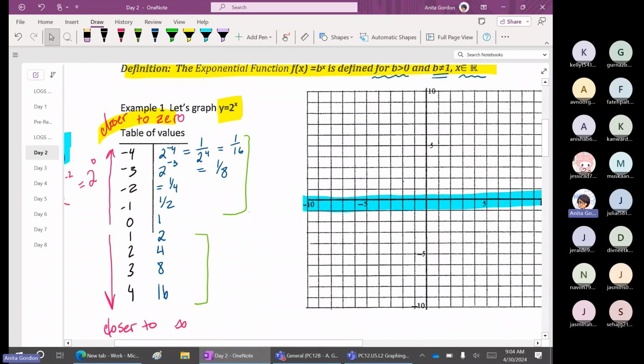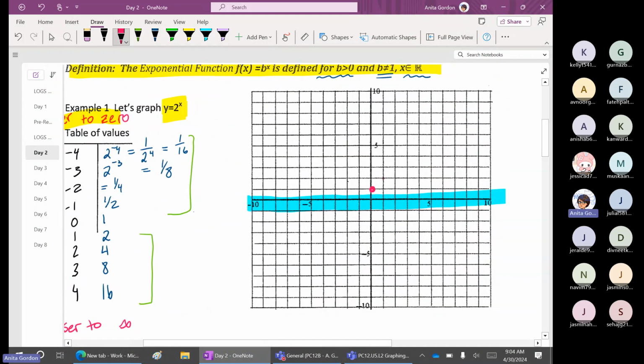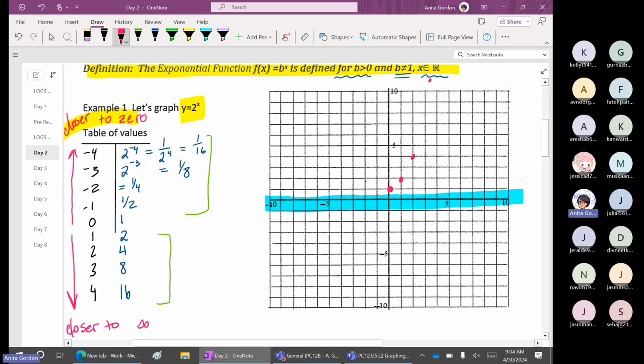So let's sketch some of these points. At 0, my y value is 1. At 1, I have 2. At 2, it is 4. And at 4, it is way up there, 16. As I go backwards, it's 1/2, 1/4, 1/8, and it gets smaller and smaller and smaller. And so hopefully you can see this is kind of the shape of our graph. It gets close to 0 but doesn't touch, and then goes off into infinity as we get larger in the positive direction.